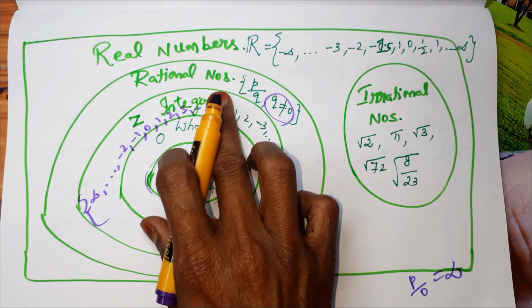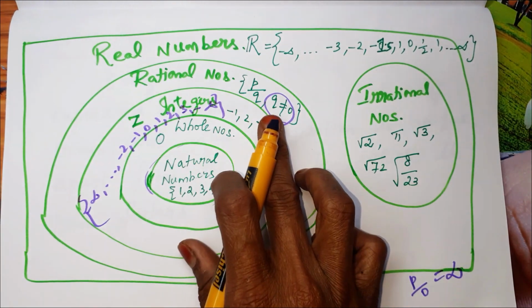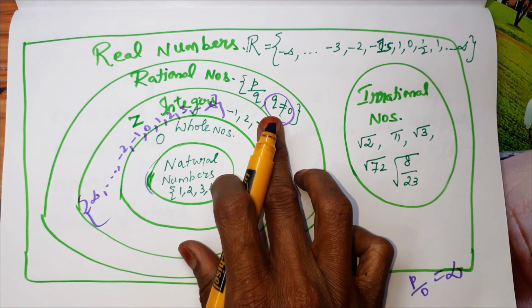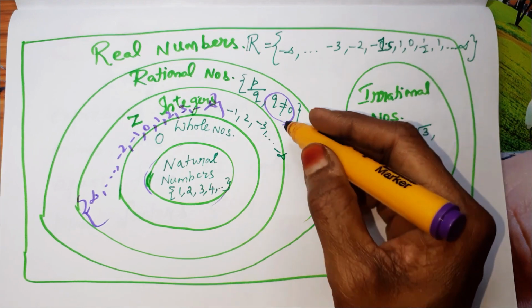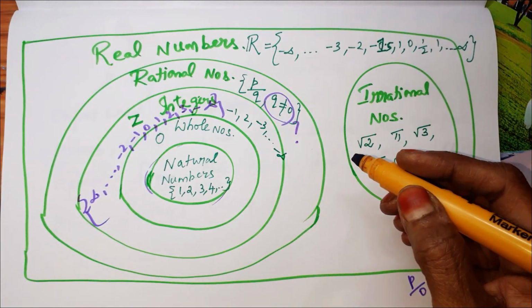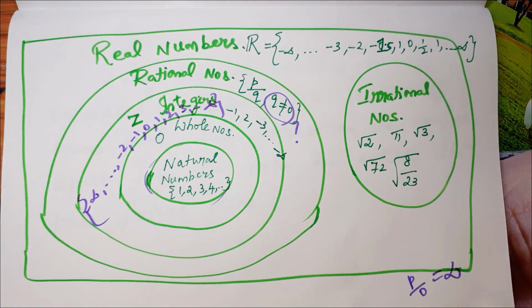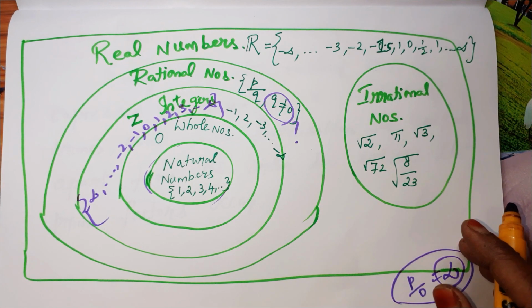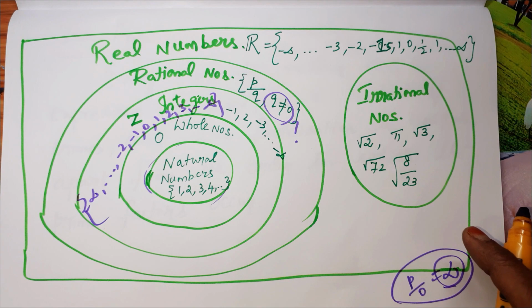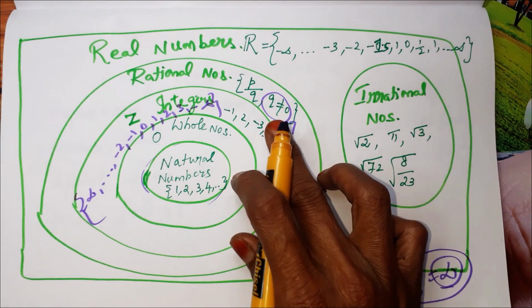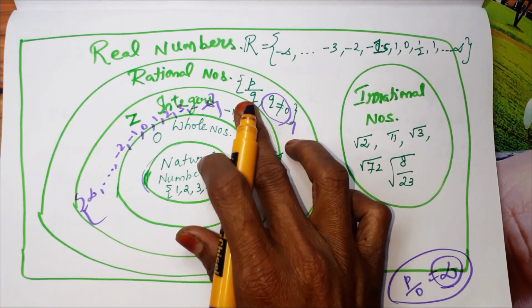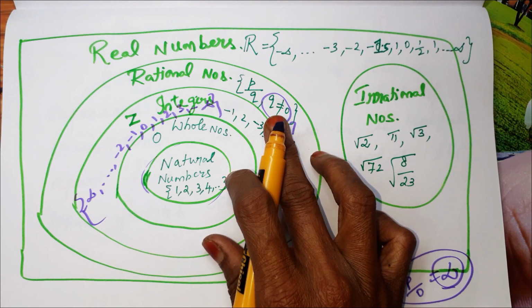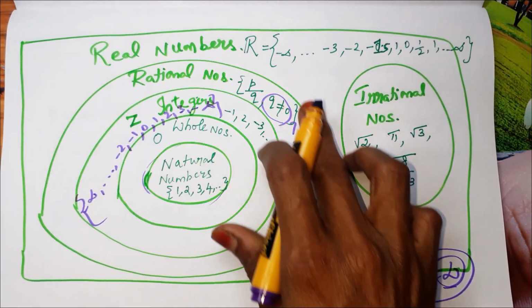Rational numbers are of the form p by q, where the denominator q is not equal to 0. Do you know why we are restricting q not equal to 0? Can you tell me what is a number divided by 0? p by 0 is infinity. Infinity means a very large number. It is not defined, right? So that's why we restrict p by q where the denominator is not equal to 0. That is the set of all rational numbers.